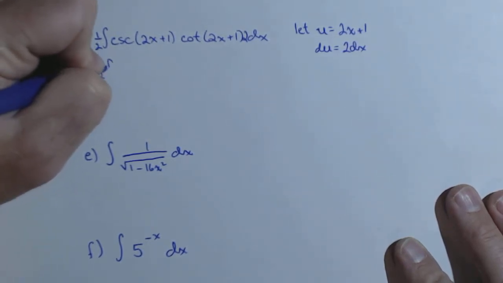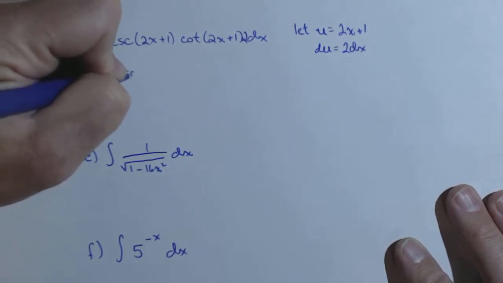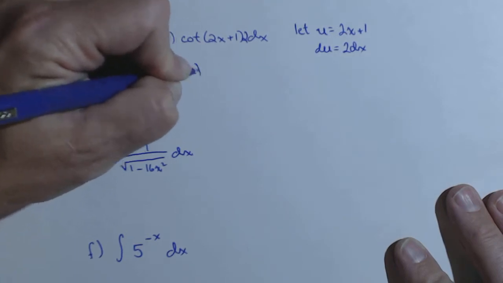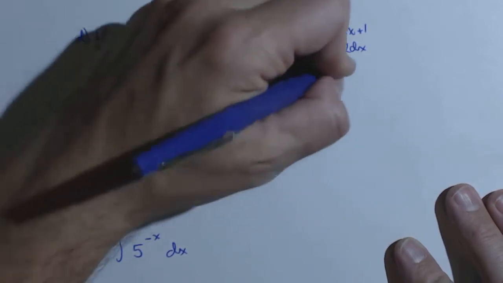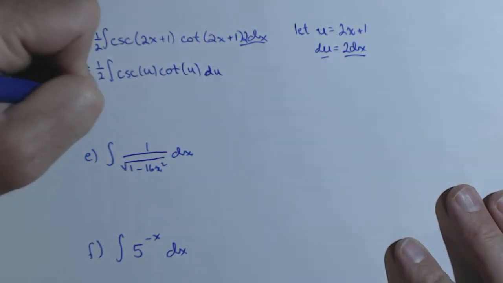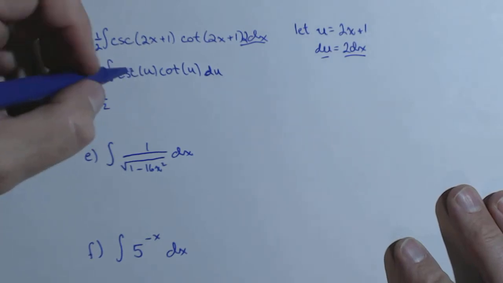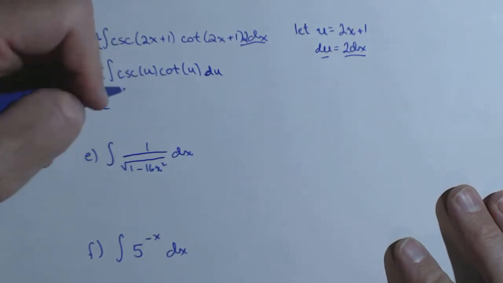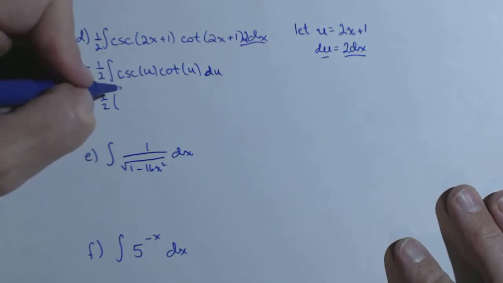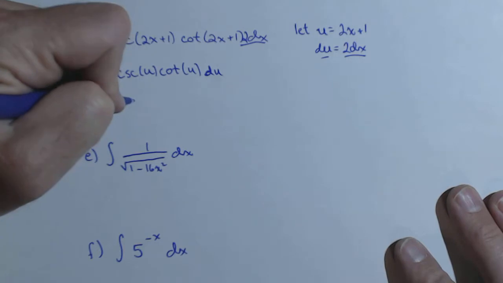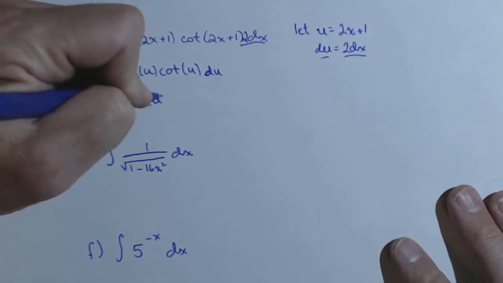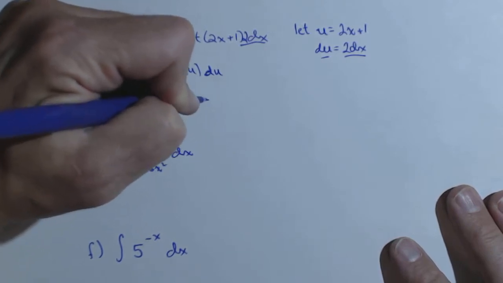Now I can make my substitutions. So this will be cosecant of u, and this will be cotangent of u, and the 2 dx is du, so that's just a straight substitution. Now, there's a function that has a derivative that is cosecant u, cotangent u, close to it. The derivative of cosecant is negative cosecant cotangent, so we need a negative in here. So we got negative cosecant of u as our antiderivative, plus c.